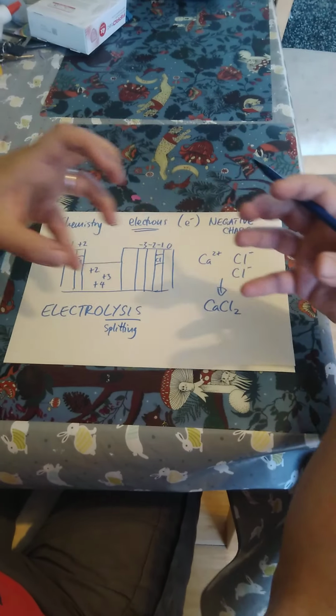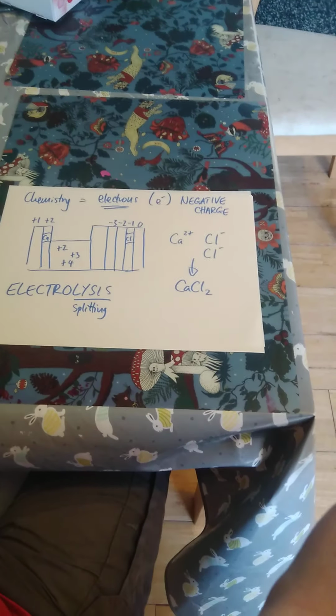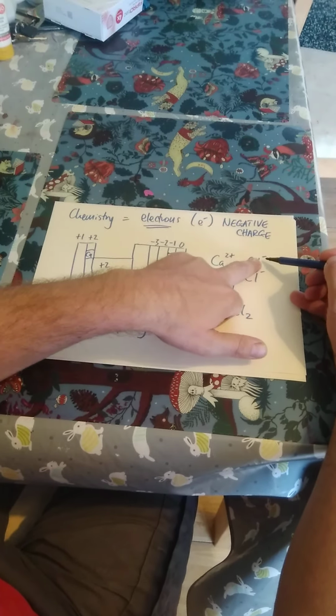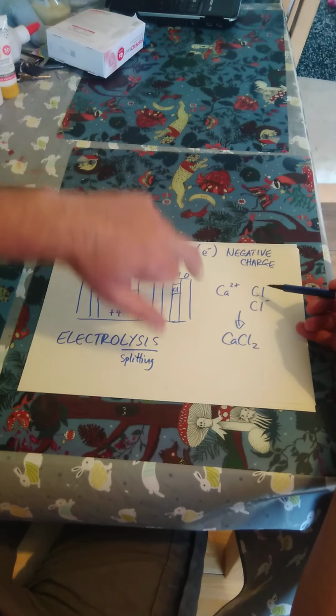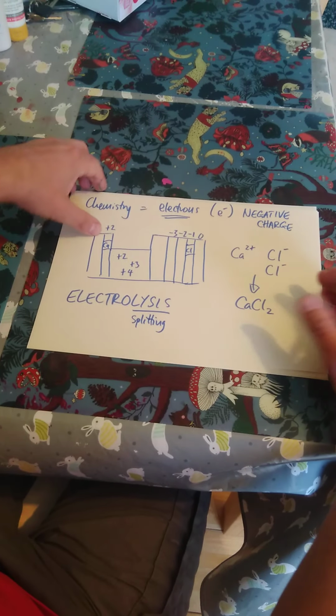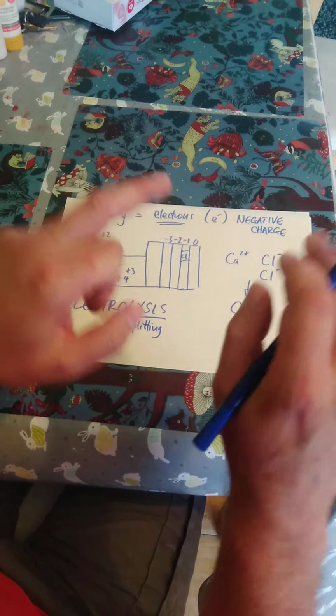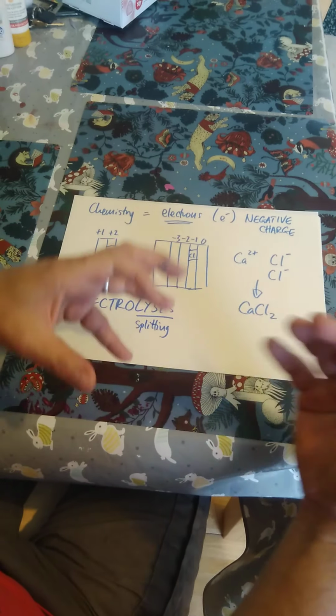But if you use electricity, you can pull the particles one way or the other, because the negative particles get pulled to positive charge, the positive particles get pulled to negative charge. But what you need to do, really important, you have to make sure those ions can float around.